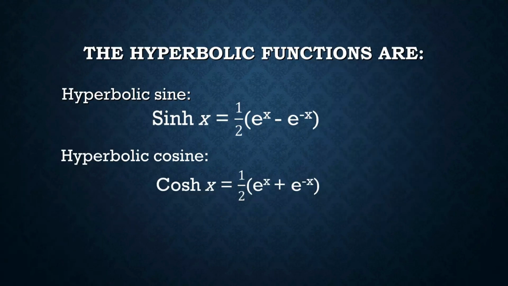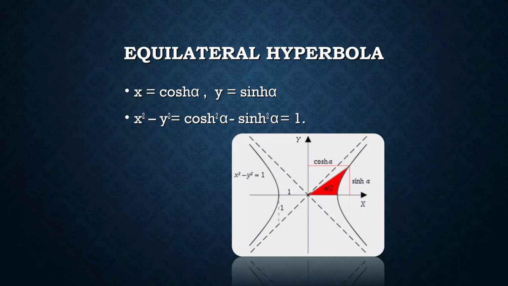The hyperbolic functions are: hyperbolic sine, sinh x, equals 1/2 of e to the power x minus e to the power minus x, whereas hyperbolic cosine, cosh x, equals 1/2 of e to the power x plus e to the power minus x. Using this, you can also find tanh x, which is sinh x upon cosh x. The equilateral hyperbola: x equals cosh alpha, y equals sinh alpha.